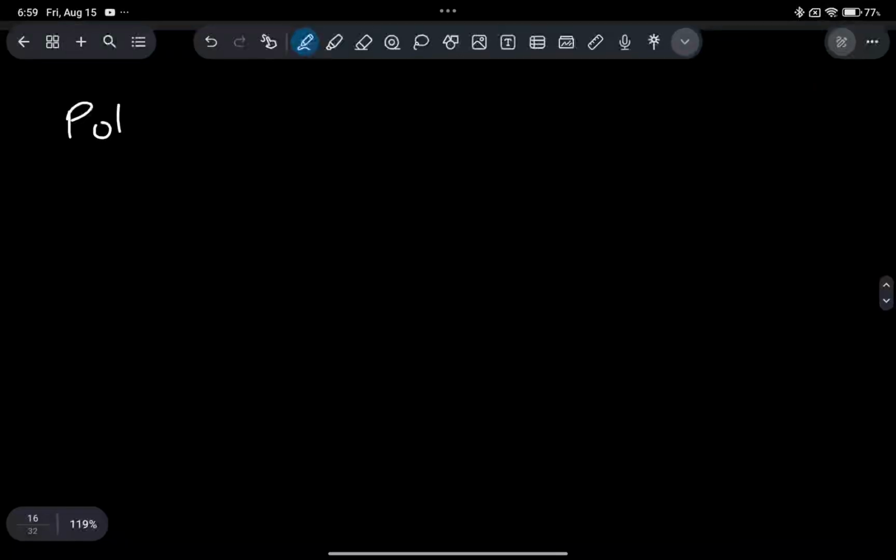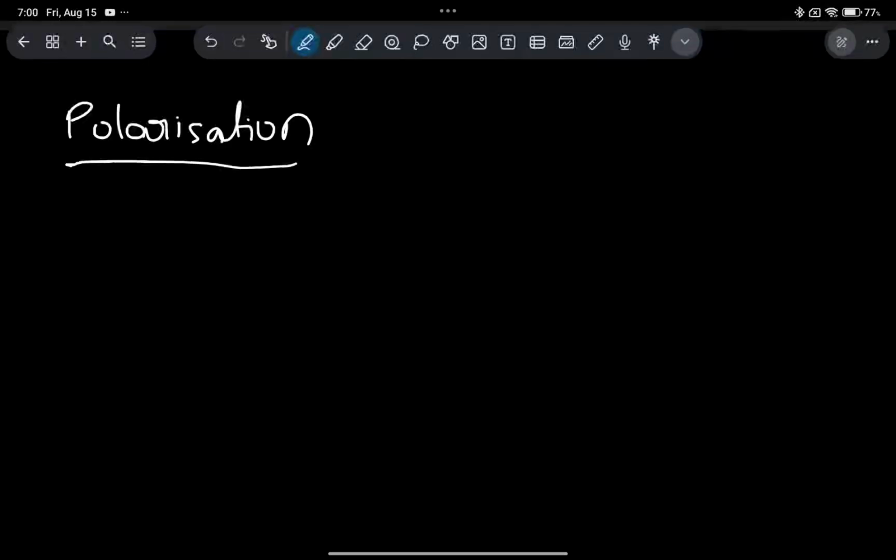Okay, polarization power. Here I am not writing any definition, but I'll explain what it is. You should keep it in mind, so it is very helpful to you.